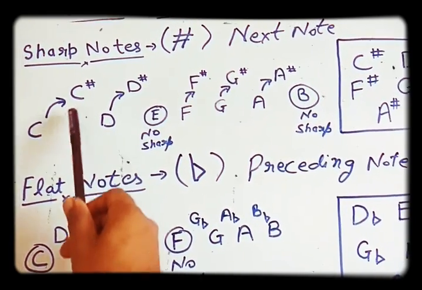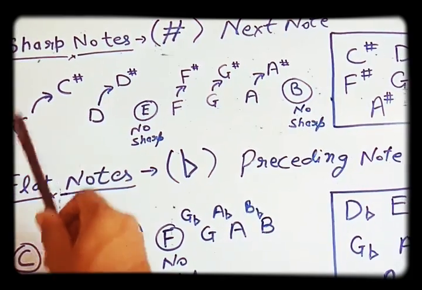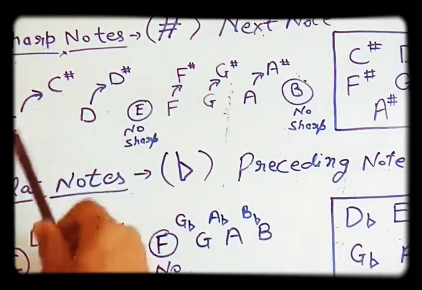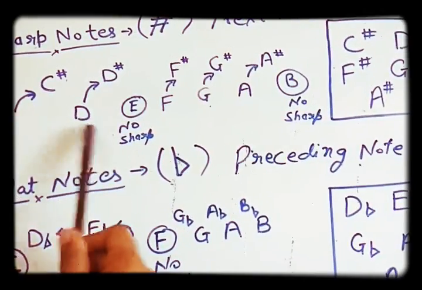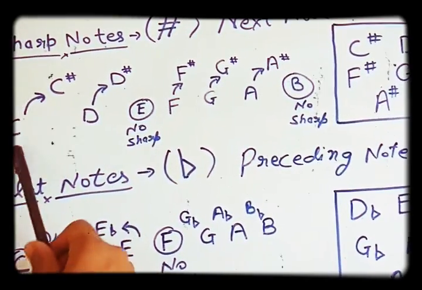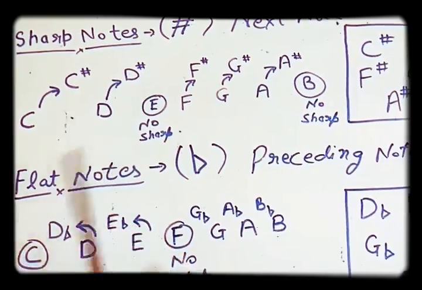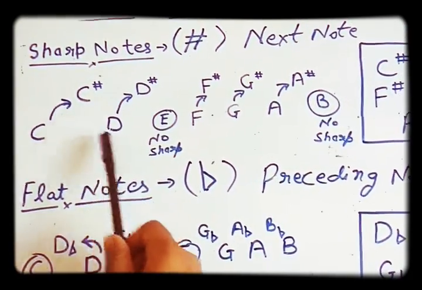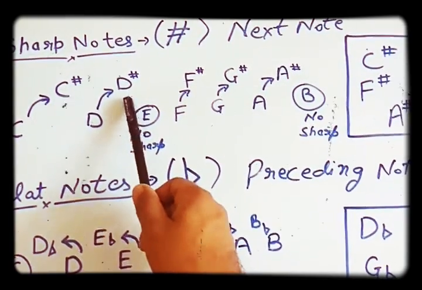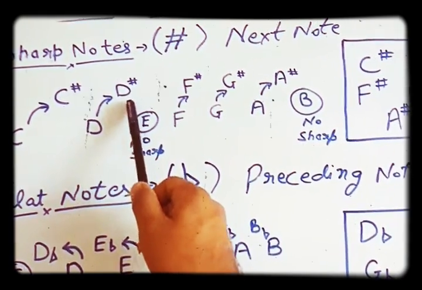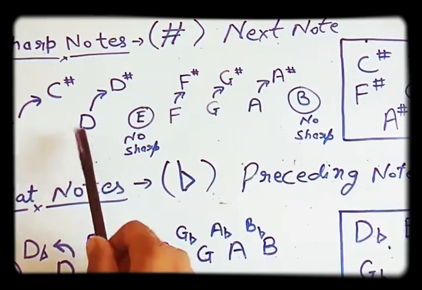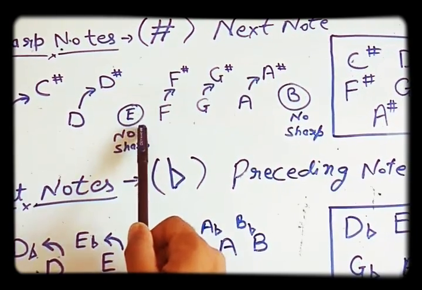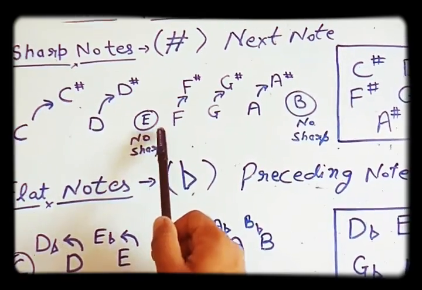So when you jump from C to C sharp, that means you are jumping to the semitone note, meaning a half note. But if you jump from C to D, that means you are jumping to the full note. So this is a half step. If you are jumping from D to D sharp, that means you are jumping to the semitone note, a half step. And if you're going from D to E, that means the full step, the full tone. This is the full note.